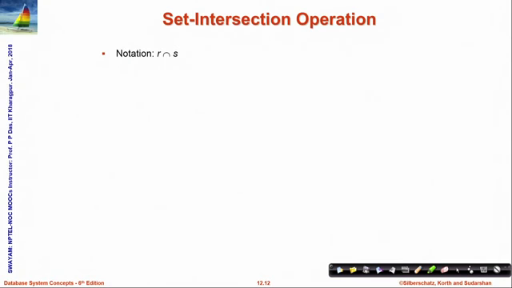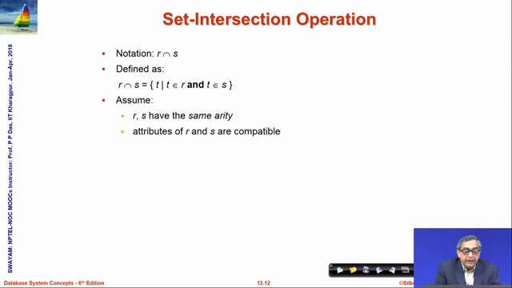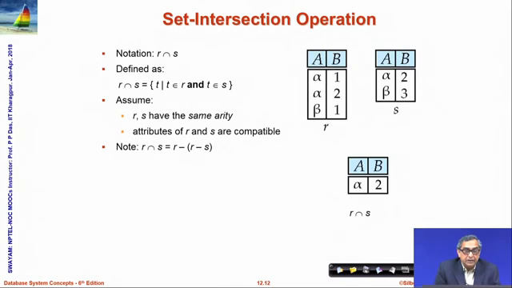Set intersection is supported, but it is not a basic operation, because it is defined as all tuples which belong to both R and S, and it can actually be computed by applying set difference twice. Certainly, for set intersection the same assumption about arity and compatibility of types holds, and this is the earlier example.